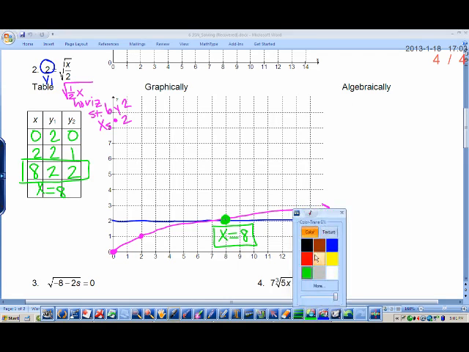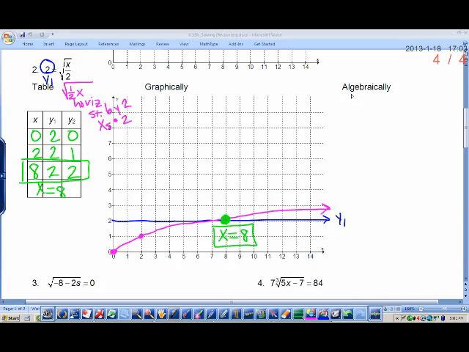Let's go ahead and try this algebraically. I have 2 equals the square root of x over 2. I would start by squaring both sides. So I would get that 4 equals x over 2. Multiply both sides by 2, and I get that x equals 8. So again, no matter which method we used, we get the same answer.